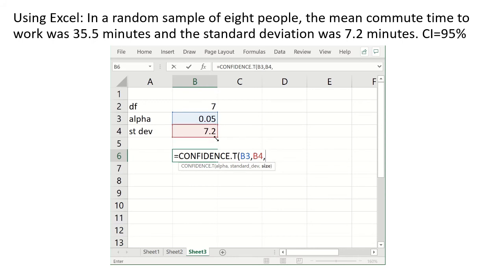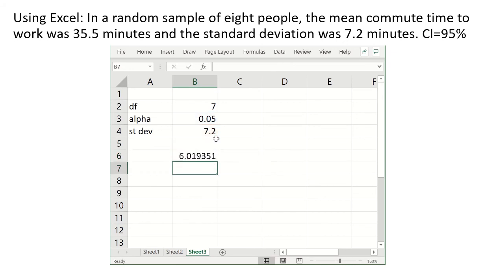So it actually doesn't want that 7, so I'm going to just enter 8 because it can calculate the degrees of freedom itself. So here we get that our margin of error is 6. Our mean was originally 35.5, so to get our minimum, we take our mean, subtract out that, and for our maximum, we use our mean and add the error.